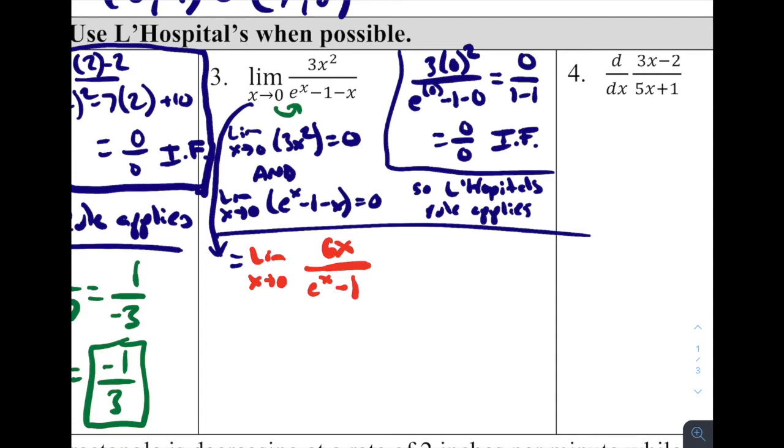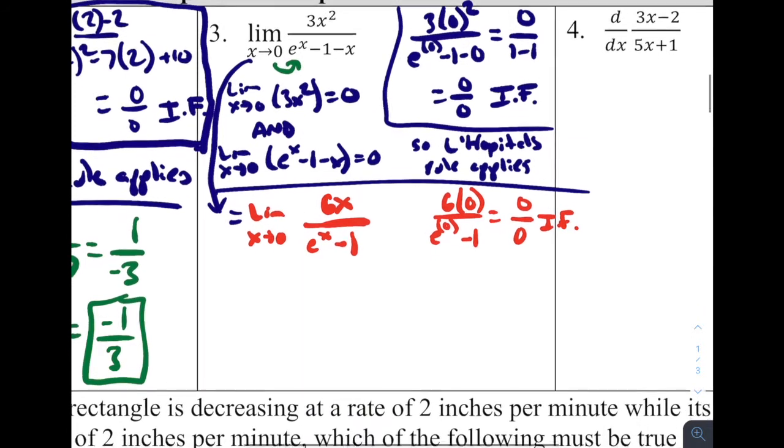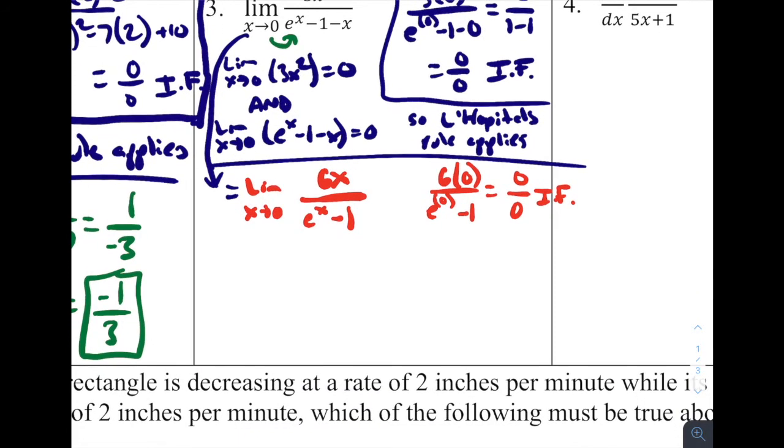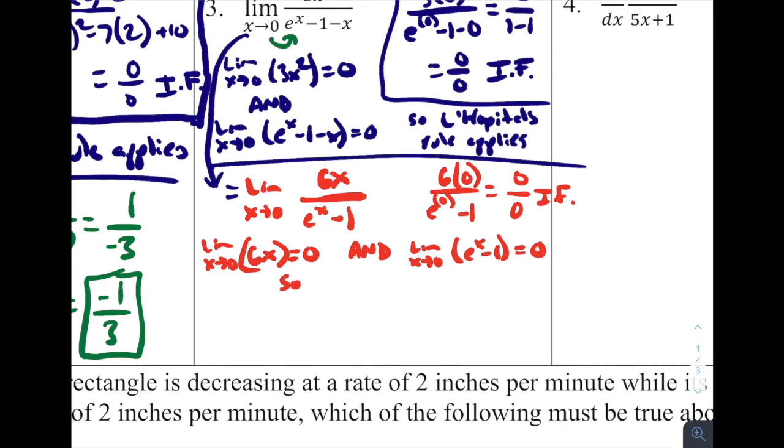So if we do direct substitution again, we have 6 times 0 divided by e to the 0 minus 1. That's 0 over 0, or indeterminate form again. We would once again want to show that the limit of the numerator and the limit of the denominator are equal to 0. So let's quickly do that. The limit as x approaches 0 of 6x equals 0, and the limit as x approaches 0 of e to the x minus 1 equals 0. So L'Hopital's rule applies.